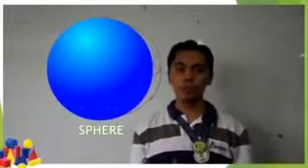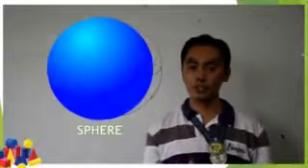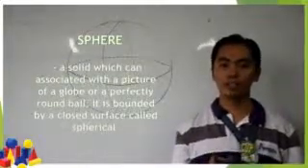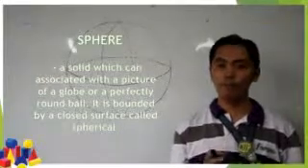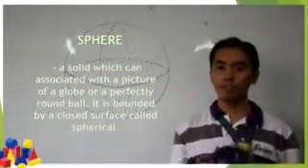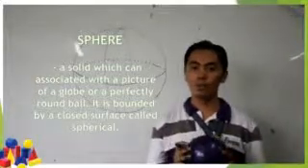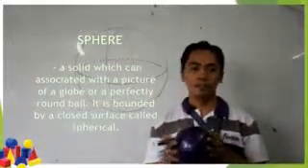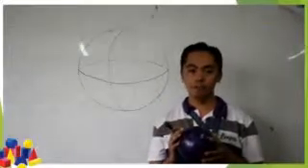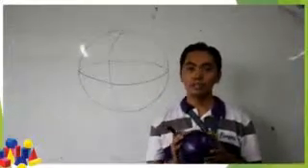But before we start, let me first define a sphere. A sphere is a solid which could be associated to the picture of a globe or a perfectly round ball. This solid is bounded by a closed surface called spherical, all points of which are an equal distance from a fixed point within called the center.